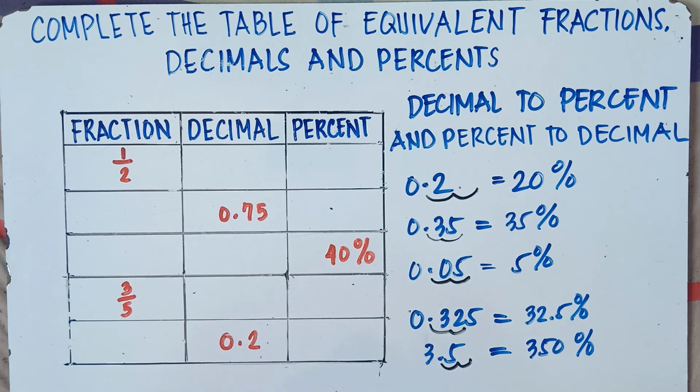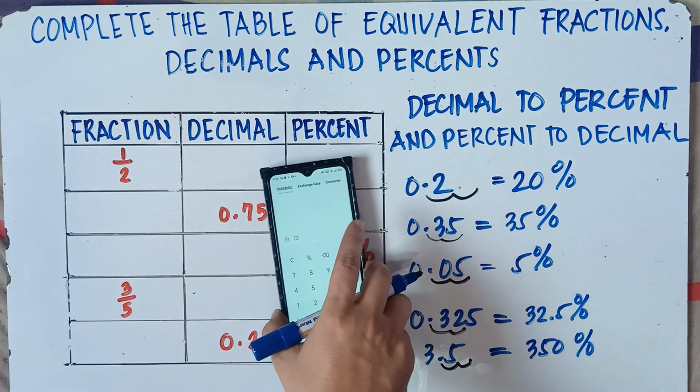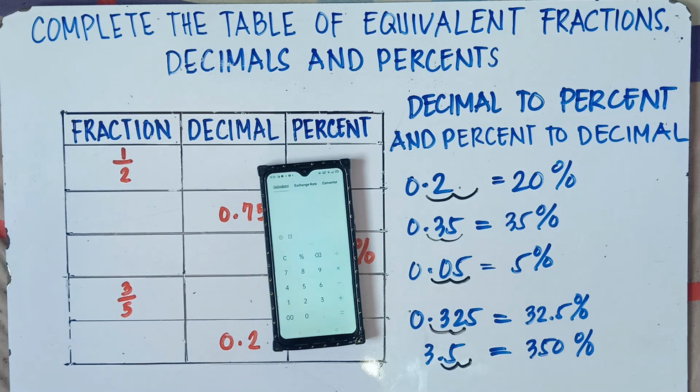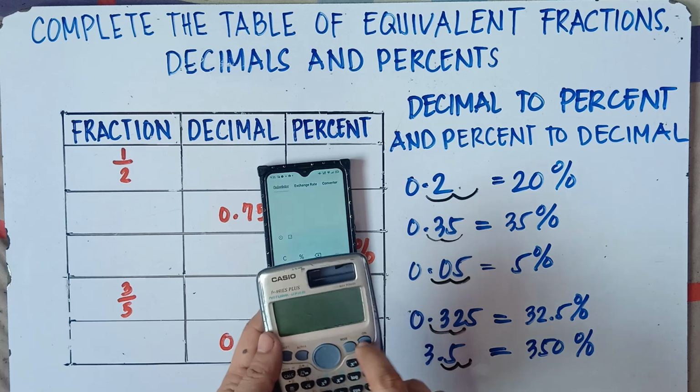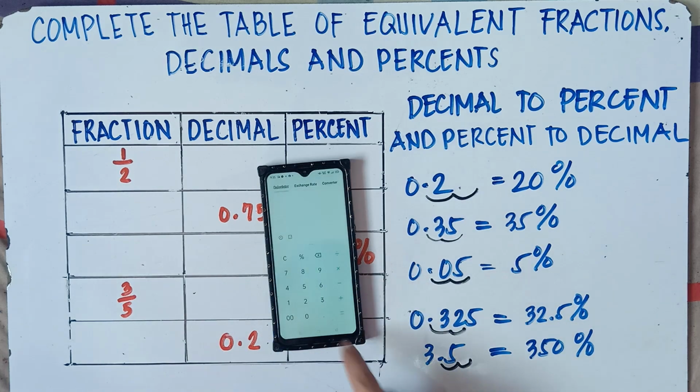Alright, so simply use your calculator. I don't have a calculator, class. It's not working. So we will be using our cell phone because my calculator, class, is not powering on. So let's use our cell phone. 3.5 times 100. Yep, that's 350.